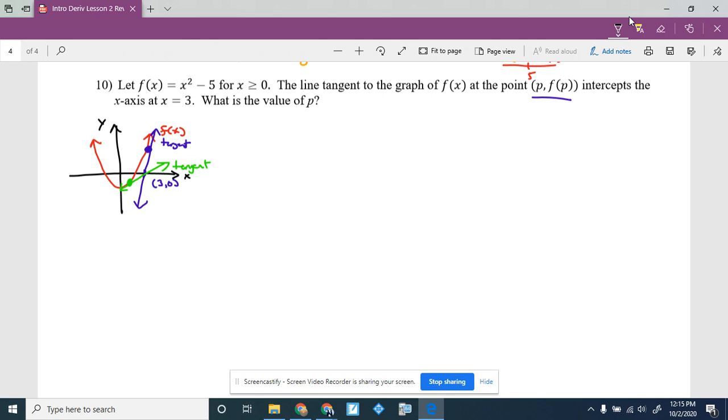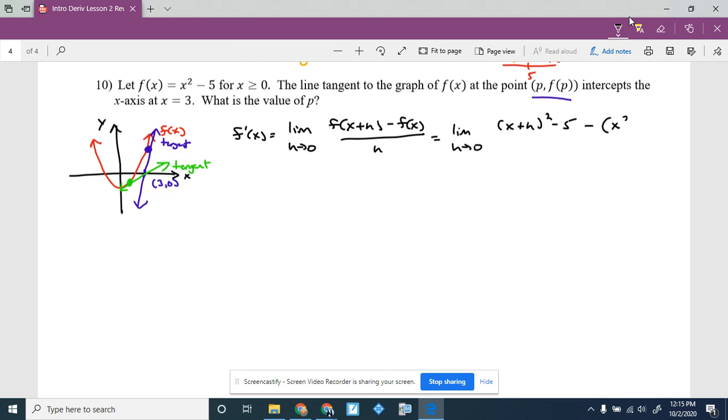And that's kind of a common thread: when in doubt, you learn how to take the derivative. Take the derivative of this function. So let's take the derivative of f of x here. To do that, I'm going to use my nice little definition of the derivative: the limit as h goes to 0 of f of x plus h minus f of x, all over h. So f of x plus h is going to be x plus h squared minus 5, then minus parentheses f of x, which is x squared minus 5.